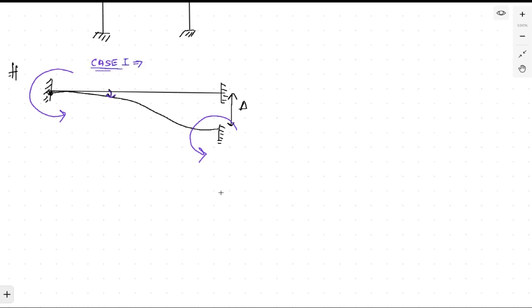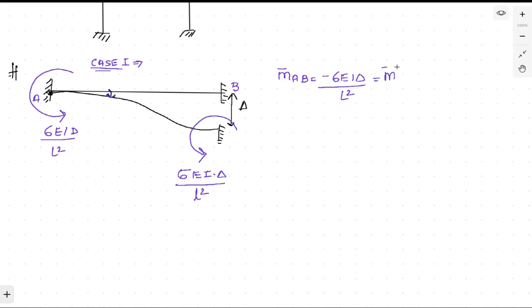The bending moment will be, you know that anti-clockwise is negative, 6EI delta divided by L square. Here also this will be 6EI delta divided by L square. If this is A and this is B, then you can say that M bar AB is anti-clockwise, minus 6EI delta divided by L square. Similarly, this will be equal to M bar BA.